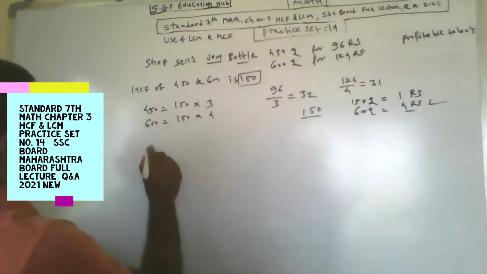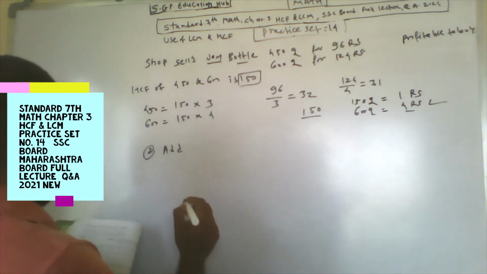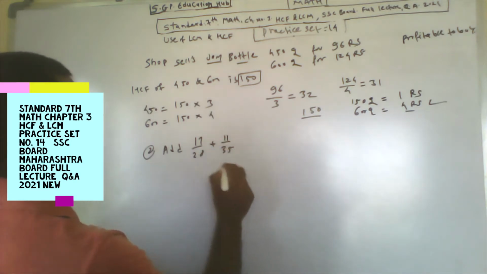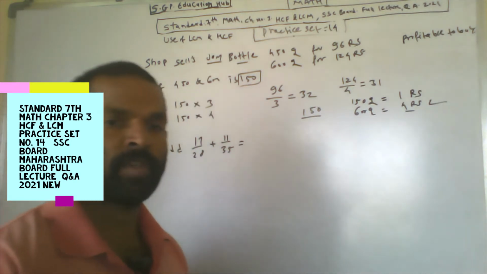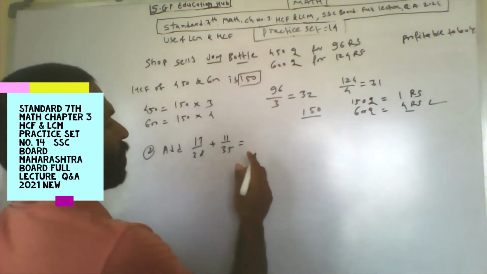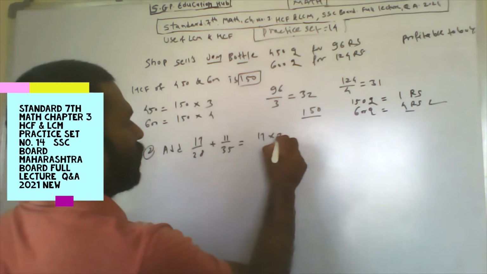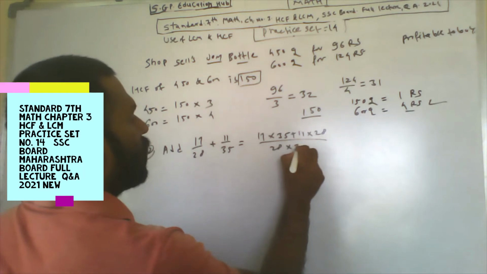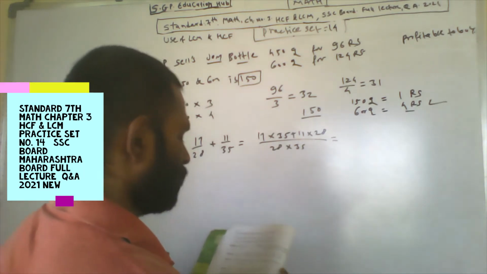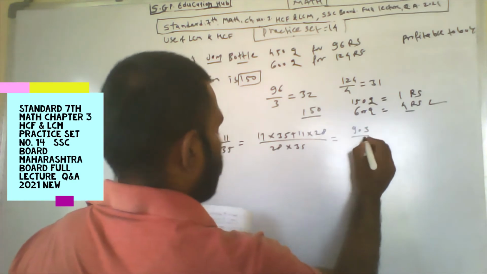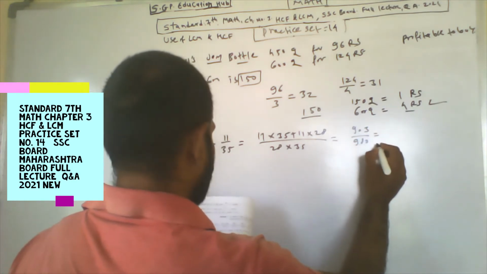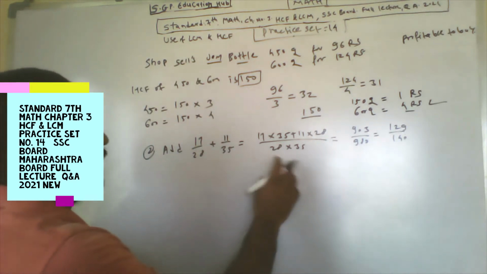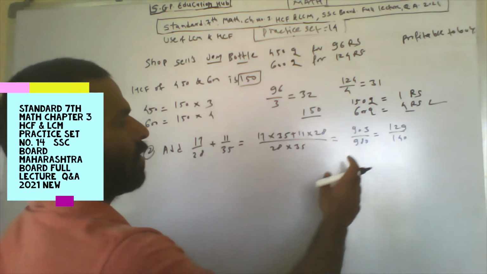Now the second example is to add 7/28 plus 11/35. In the regular method, we do cross multiplication: 7 into 35 plus 11 into 28 upon 28 into 35. The whole answer is 903 upon 980, which is equal to 129 upon 140. There are a lot of multiplications and additions and then divisions also.